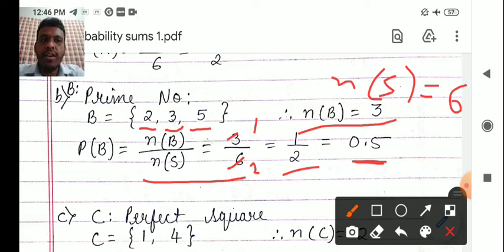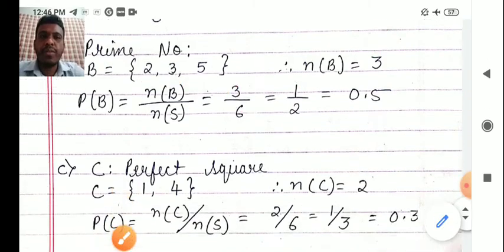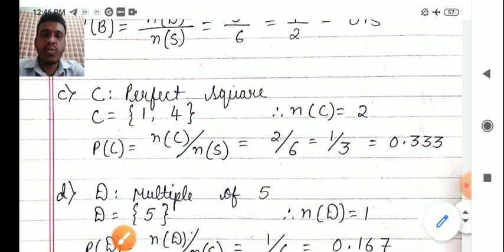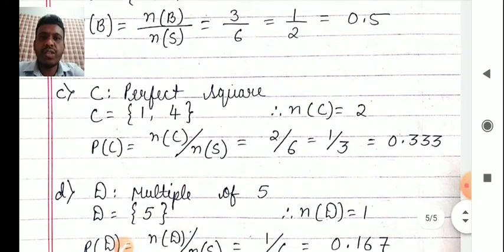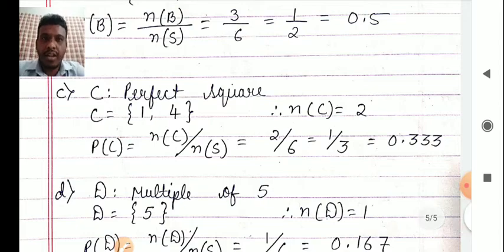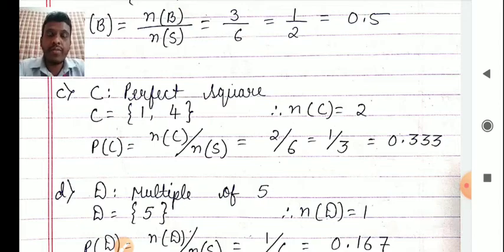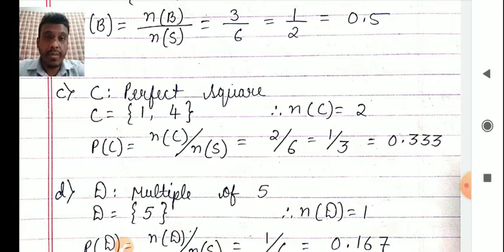Okay, let's move to the next sub problem. Perfect square. So what are perfect squares? First, perfect squares are 1 into 1. So the first number is 1. So 1 square is 1 into 1, that is 1. So 1 is a perfect square. The next number in natural numbers is 2. So the perfect square is 2 into 2 is 4. So 4 is a perfect square. The next number is 3. 3 into 3 is 9. The next perfect square is 9.